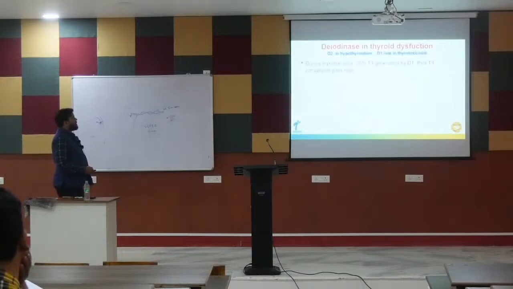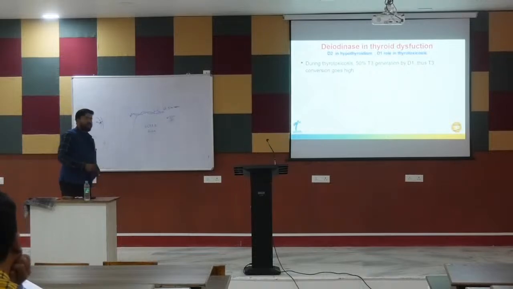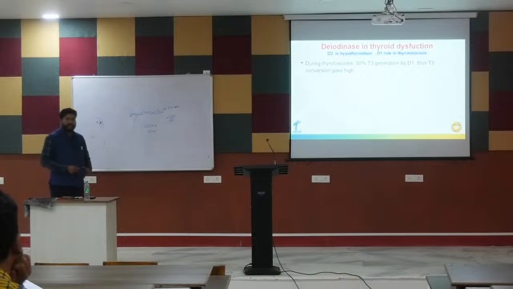So what happens during thyrotoxicosis? 50% of T3 is generated by D1, thus T3 conversion goes high. So in thyrotoxicosis, T3 production increases. Active hormone production increases.